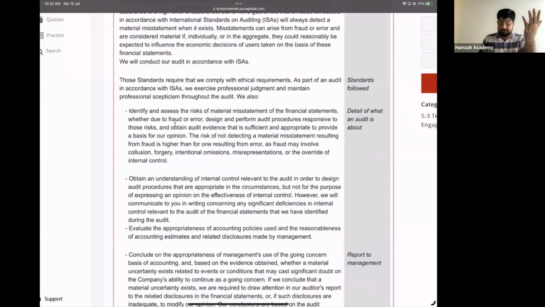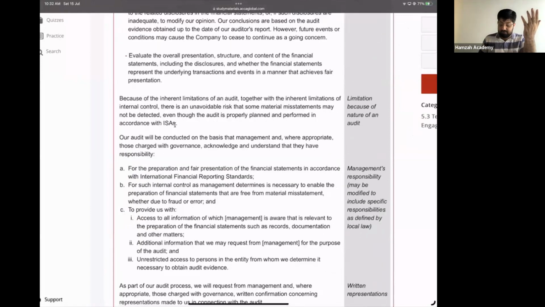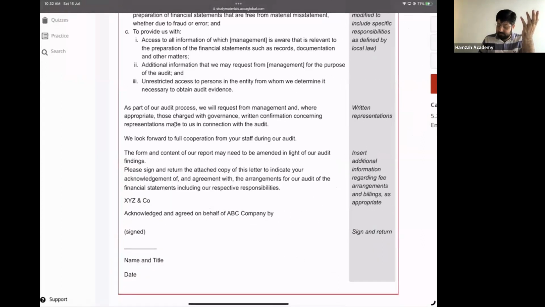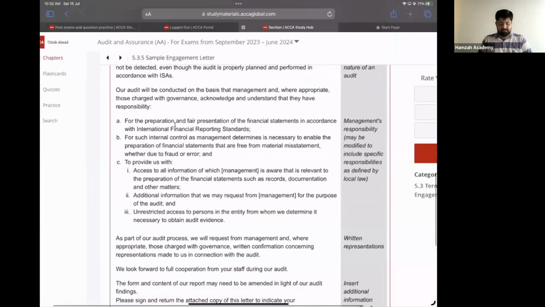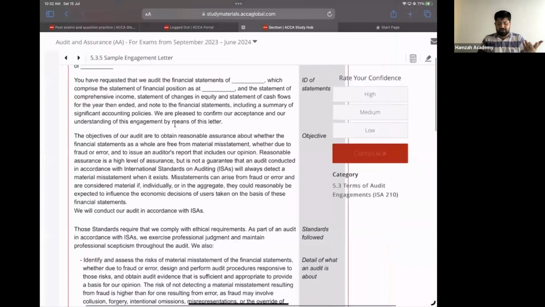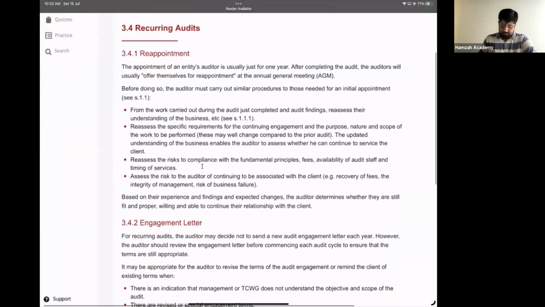This is the auditor's responsibility, basically. Detail of our audit, auditor limitations. So what does the auditor do? So now management responsibility. Any fee-related matter, signature. So this is a wonderful example. So I have shown you. You need not, of course, reproduce it in an exam, but you should know how it looks like. Now, engagement letter, students.